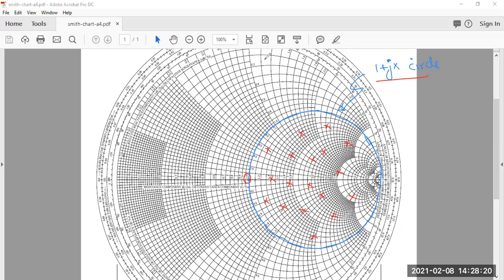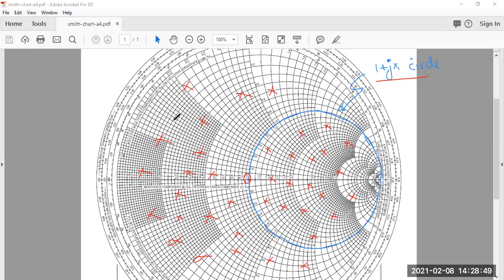And if it is outside, it can be anywhere. All of these crosses that I am drawing may be representing positions of loads, and you can see all of these are outside of this 1 plus jx circle. Whenever you have this type of problem, you are going to select L network number 2, and that is going to solve the problem.